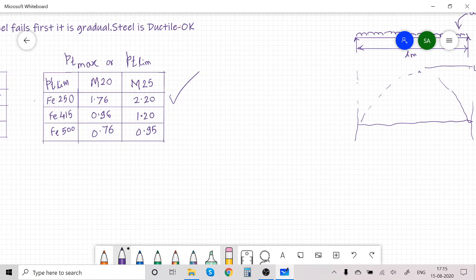So see that while you are designing, the percentage steel is never greater than 0.96 for the combination Fe415 and M20. Otherwise, it will be an over-reinforced section which is not allowed by IS 456:2000. So this completes today's lecture number 3. Thank you.